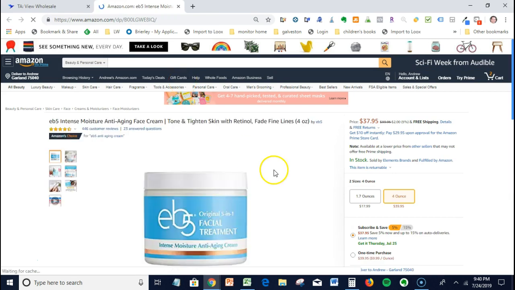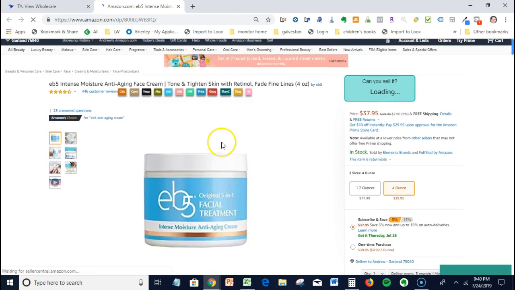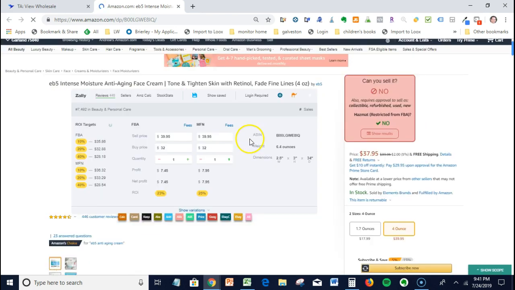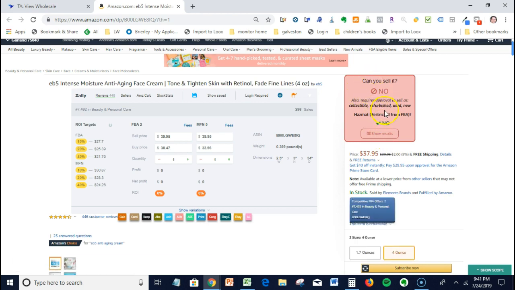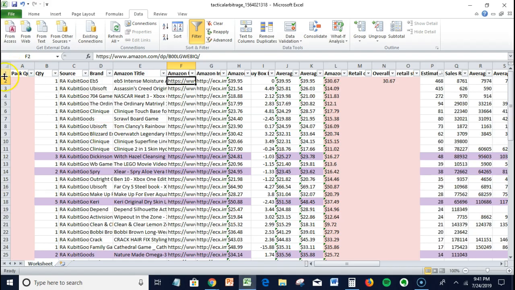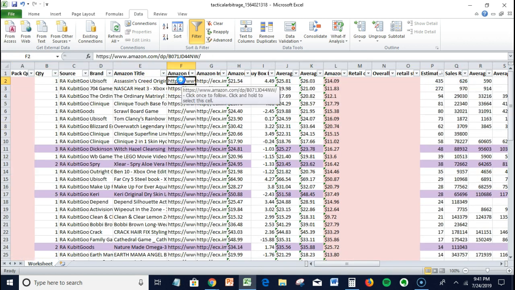And one thing that you can do with technical arbitrage is you can do reverse searches. So right away we're saying I can't sell this. So that's another thing. Make sure that you both have this plugin which shows if you can sell something or not. Because I can't sell it, obviously it's going away.